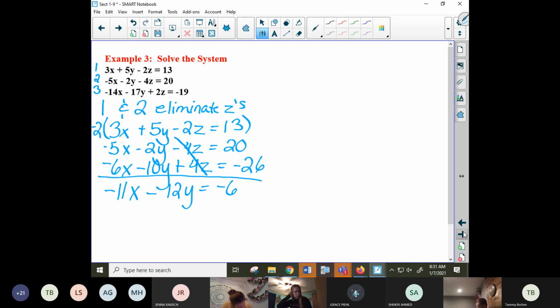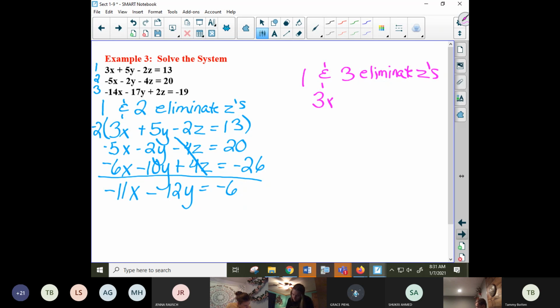Okay. Now I need to pick a different 2 to eliminate my z's. And I'm going to do 1 and 3 now. I also could have done 2 and 3 if I wanted to. But the key is you have to eliminate the same variable each time. If you didn't, you would not have the same two variables when you get done, and there's nothing you'd be able to do with it. So if you eliminate z's the first time, you have to eliminate z's the second time.